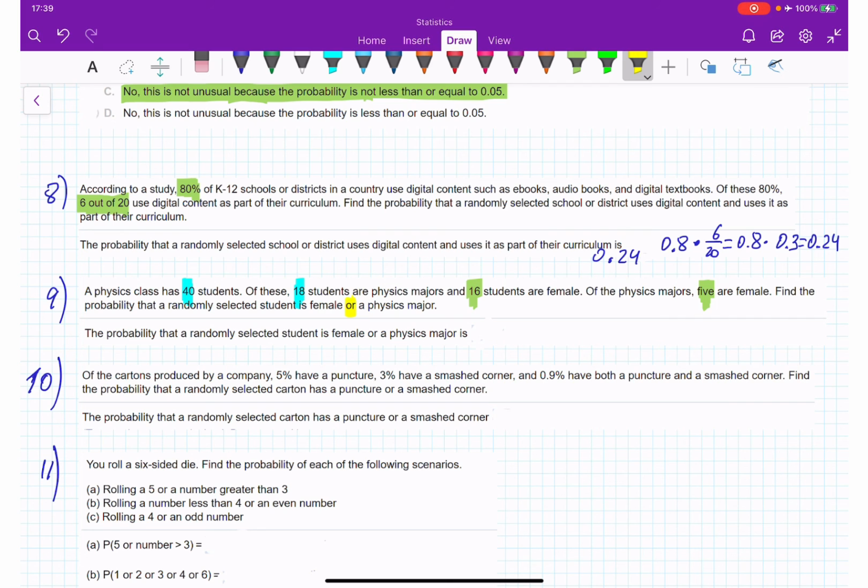Okay, so 18 students are physics majors, so 18 out of 40.